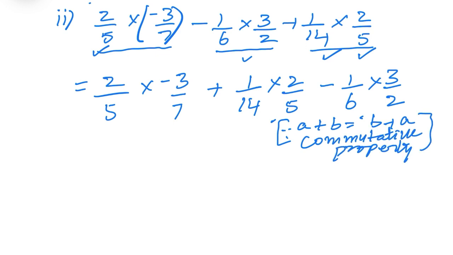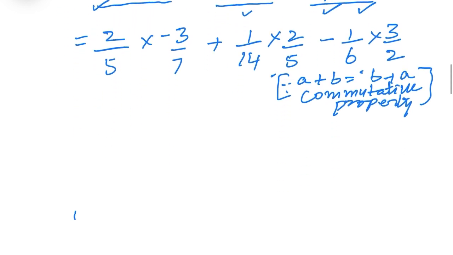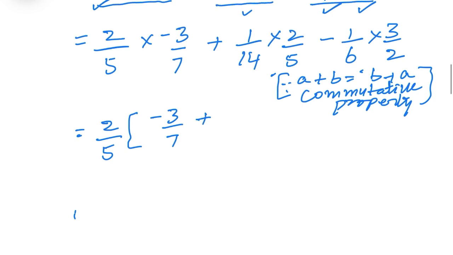Okay, now let us see what is the common fraction available in these two. 2 by 5. As I said in the beginning, it is 2 by 5. Let us take 2 by 5 common and write minus 3 by 7. Here plus 1 by 14 is left. Minus 1 by 6 into 3 by 2.